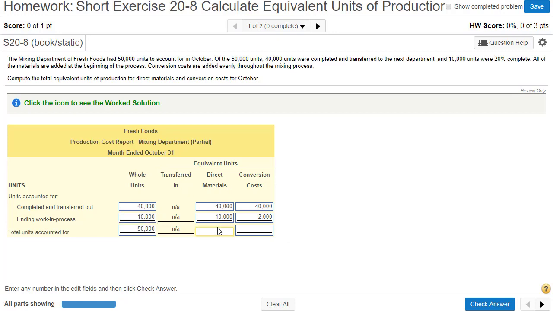Then we just simply add these up. And then we're done with the equivalent units section of the production cost report.